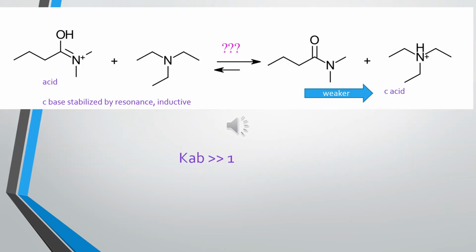The correct answer is that the KAB is very favorable to the right. That's because the acid in this reaction is the protonated amide that you see on the reactant side, and the conjugate acid is the protonated amine that you see on the product side. The protonated amide on the reactant side has a conjugate base which is stabilized by resonance and inductive effects, and the conjugate acid on the product side doesn't. So that makes the acid on the reactant side the much stronger acid, and therefore we go far to the right, to go from a strong acid to a weak acid.